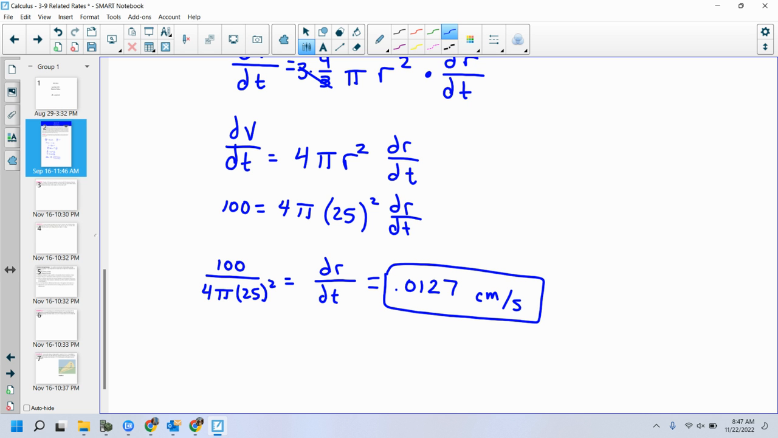Just by knowing that the volume is changing at a certain rate, I know when I want to take that radius, because how fast the radius changes depends upon when you're taking that measurement, right? I know I wanted to find it when my radius turned to 50. And when my radius turns to 50, it's increasing at a rate of 0.0127 centimeters per second.